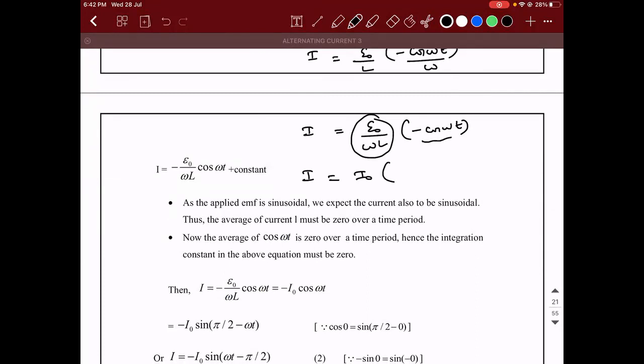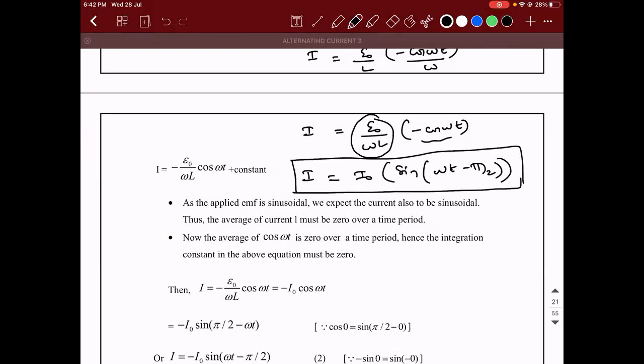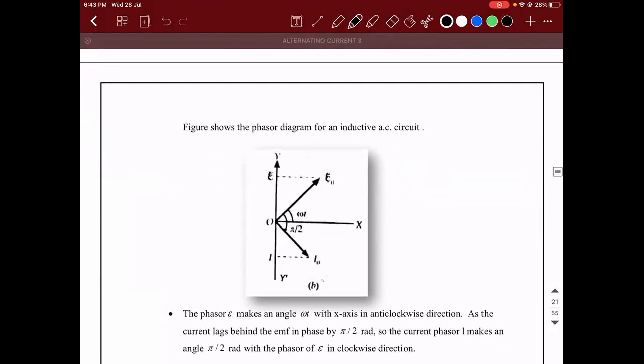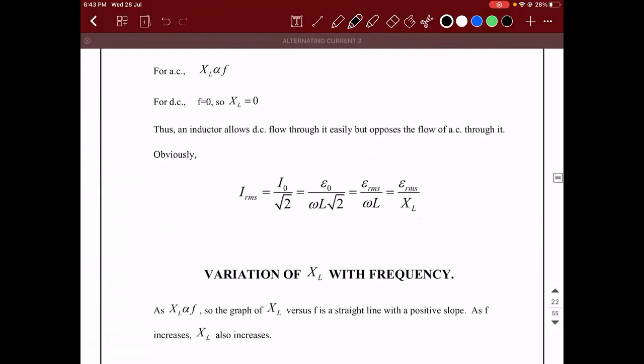Now, how can I write it? We will write this as sine of omega t minus pi by 2. So I is equal to I naught into sine of omega t minus pi by 2. Clear? So having all these points in mind, I'll show you everything.